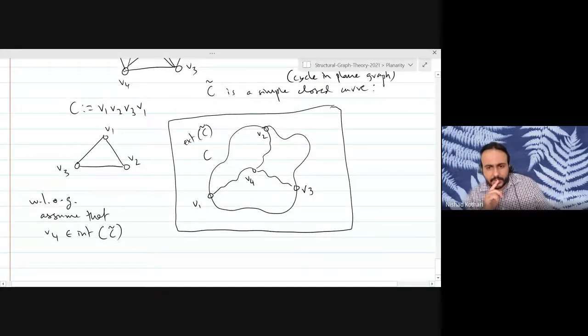So what this gives us is three regions inside the interior of the C tilde. Okay, what is each region formed by? You look at the segment of the closed curve containing V1 and V2 and not containing V3, and that segment along with the edges V1, V4 and V2, V4 will give you another closed curve, right?